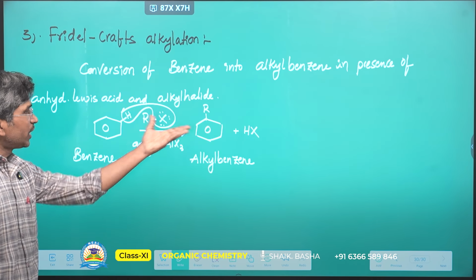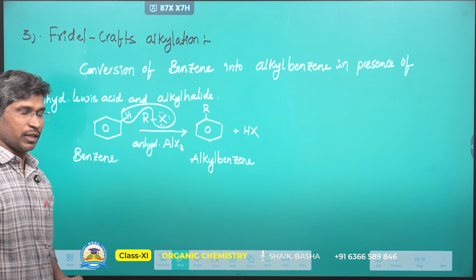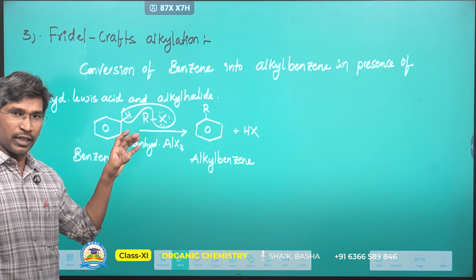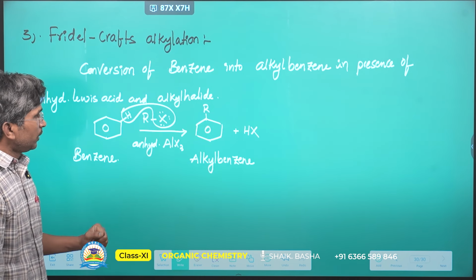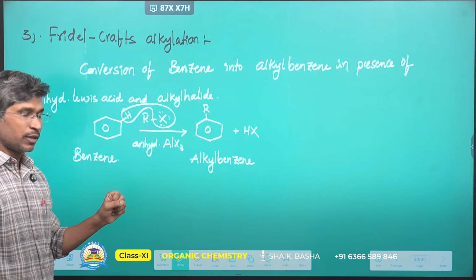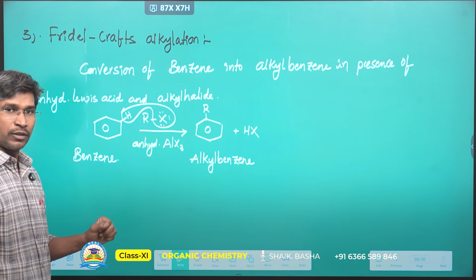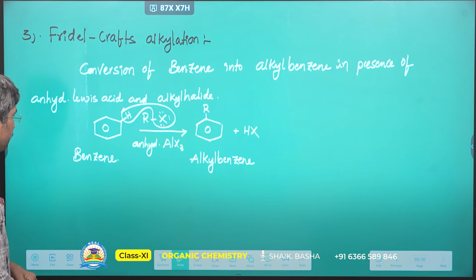Then, how do we get that? We can understand based on the mechanism. What is the electrophile? These are electrophilic substitution reactions, already discussed in the last class. So, what is the electrophile in this reaction? What is the importance of anhydrous aluminum halide? I will discuss these step by step. Mechanism.